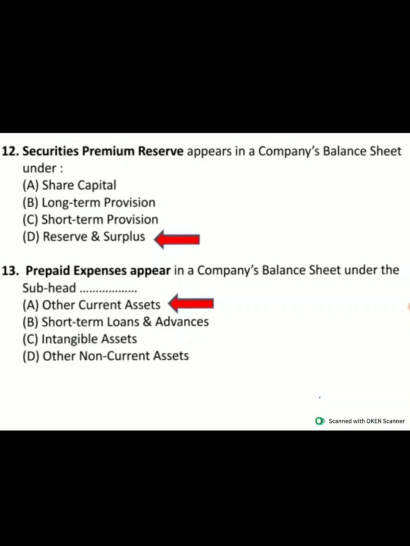Prepaid expenses appear, it's a current asset. Which expenses are paid in advance? That expense is called a prepaid expense. So it should appear in the other current assets head.